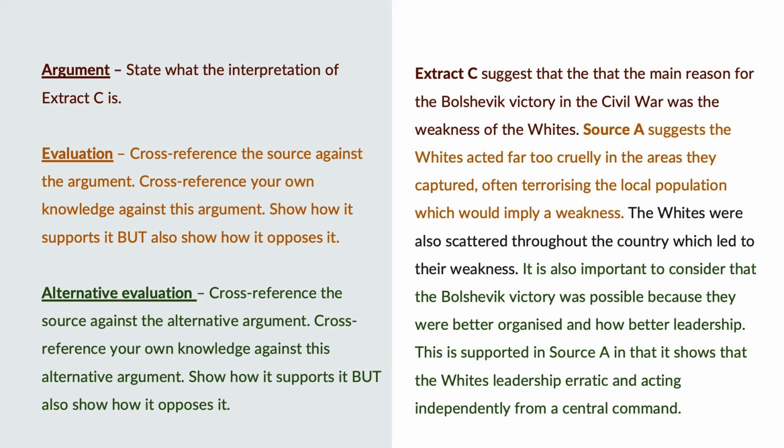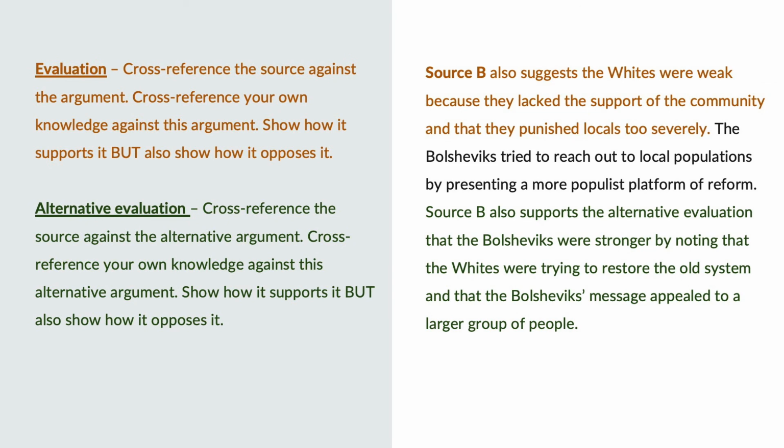By the way, in this particular alternative evaluation, what I'm stating is that it's not just necessarily the weakness of the whites that could be an argument, but also that the Bolsheviks were stronger and had better leadership. No surprise, when you get to the second paragraph, focus on source B and apply it in the same way. How does source B support the weakness of the whites? Just like the historian said. And then, can you apply source B to your own alternative evaluation about the Bolsheviks being a stronger group?